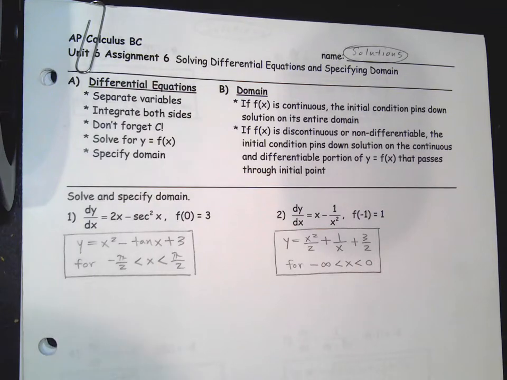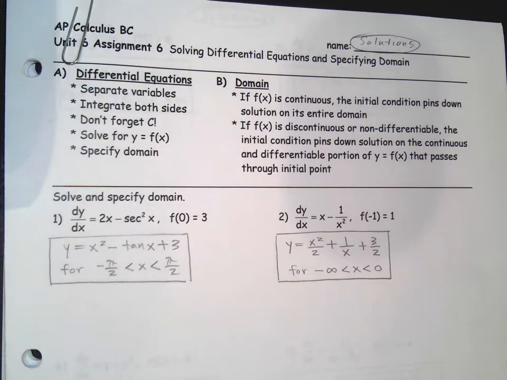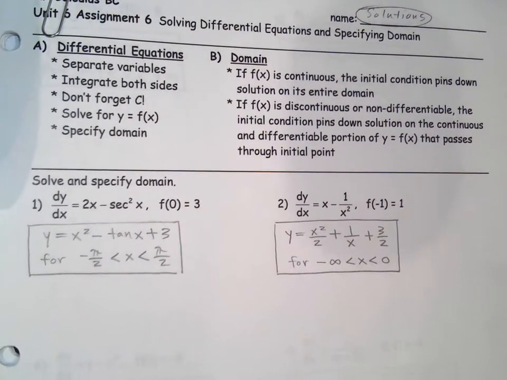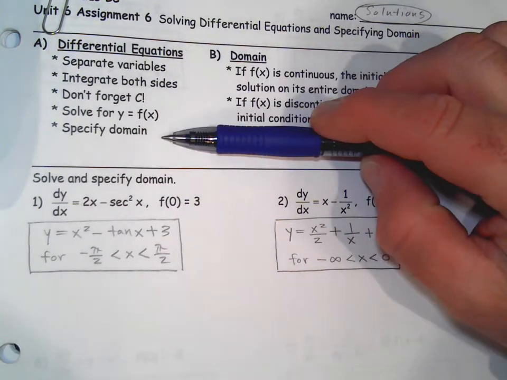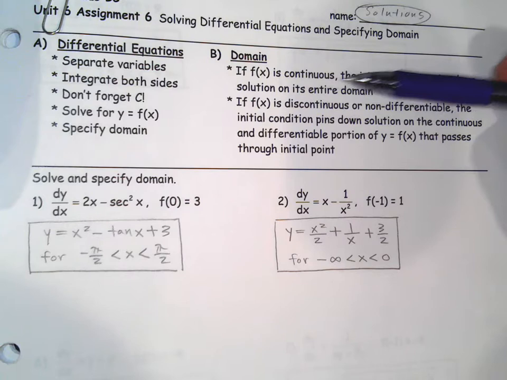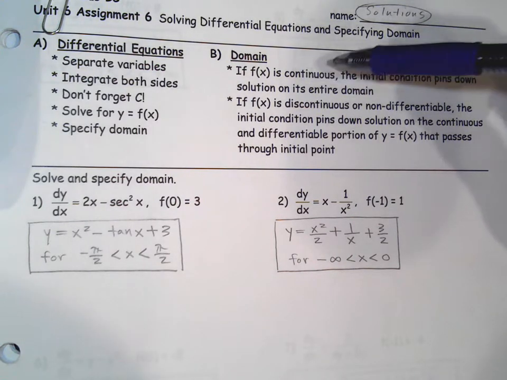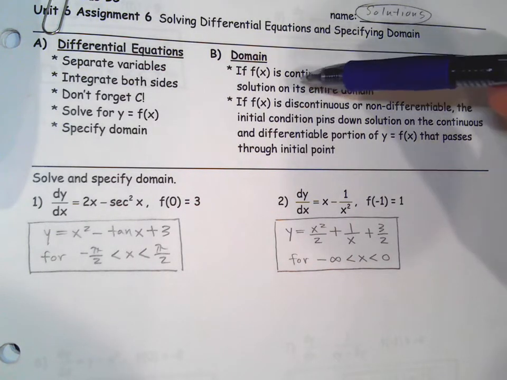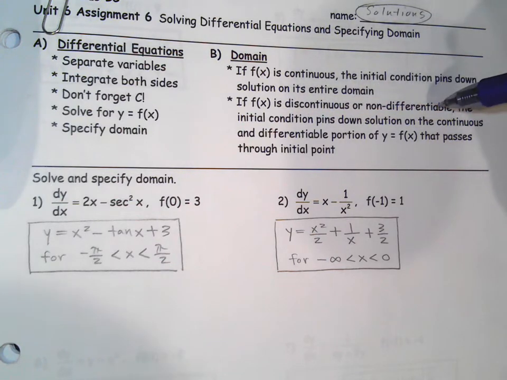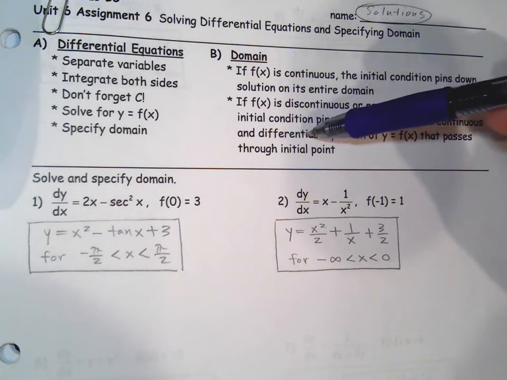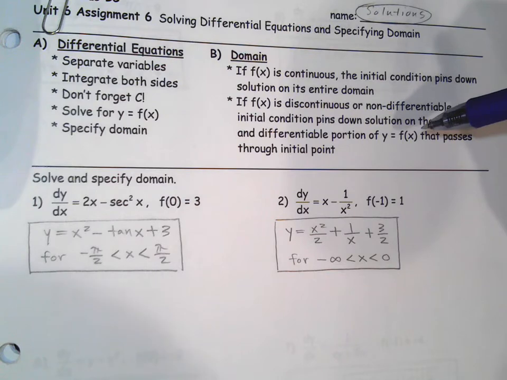AP Calculus BC, Unit 6, Day 6 office hours: solving differential equations and specifying the domain, which is asked for on this problem. So it's a quick rundown of how to solve differential equations and then some comments about domain. If f is continuous, the initial condition pins down the solution on its entire domain. If f of x is discontinuous or non-differentiable, the initial condition pins down the solution on the continuous and differentiable portion of y equals f of x that passes through the initial point.